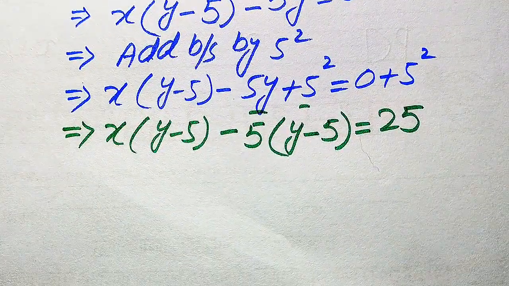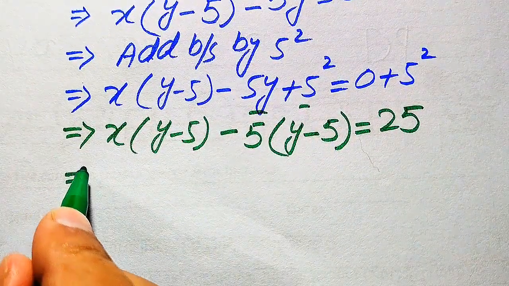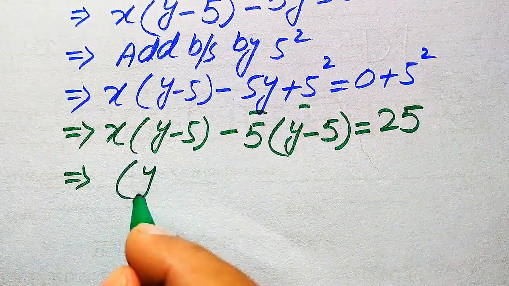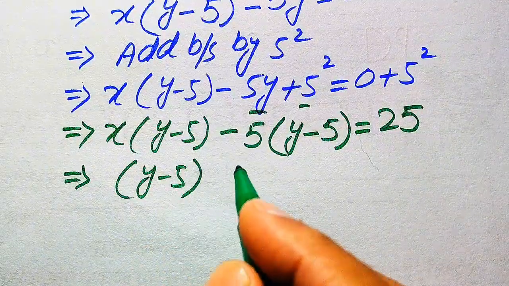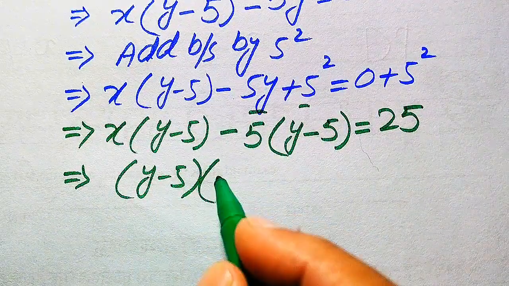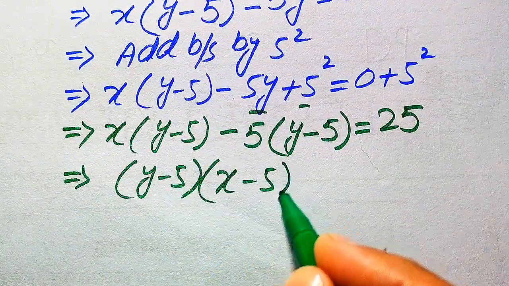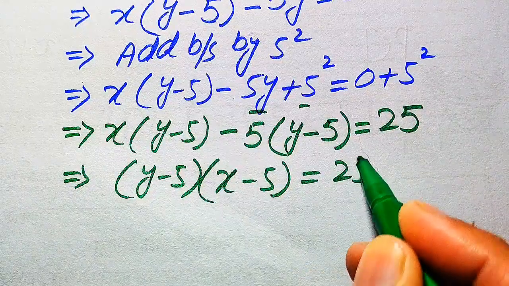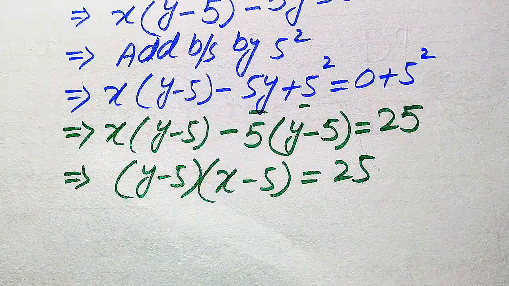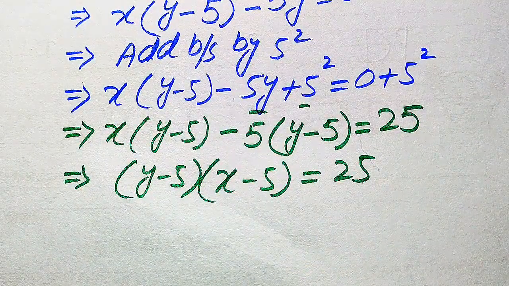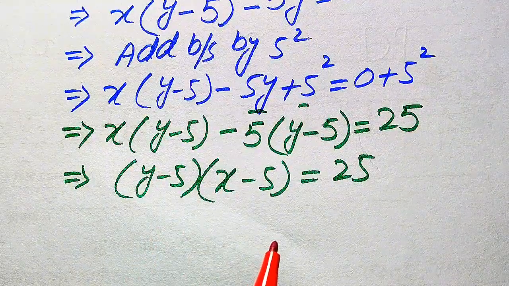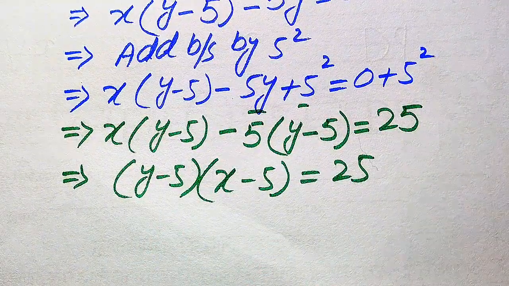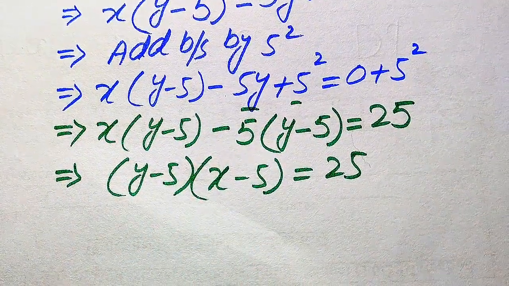And further in the next step, you see that both of these terms involve y minus 5, so we take y minus 5 common from here, and the remaining values are x minus 5, is equal to 25. And now you see here in the left hand side we have two factors multiplied by each other, but in the right hand side we have only one factor. So we need to make the factors of the right hand side.